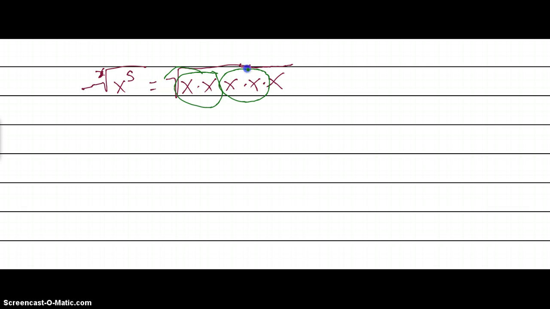So we take them outside. So this is just 1x, so that's just x. This is another x, so we multiply times x. So we have x times x, which is just x squared, and the square root of x is just the square root of x. So the square root of x to the 5th is x squared square root of x.